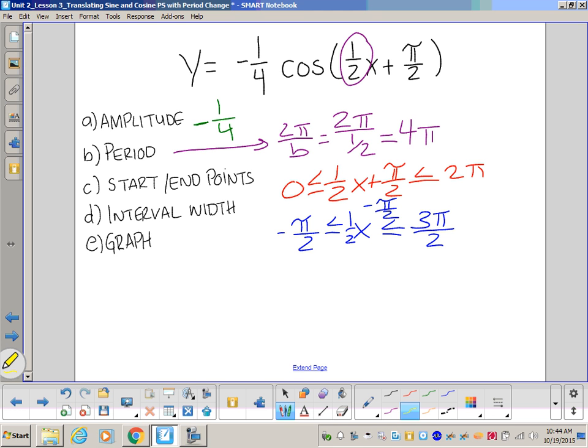So negative pi over 2 multiplied by 2 gives me negative pi. 3 pi over 2 multiplied by 2 gives me 3 pi. So that means I would start graphing my 1 period worth of cosine at negative pi, and I would end graphing my 1 period of cosine at 3 pi. The period is 4 pi, and the distance between negative pi and 3 pi is 4 pi.